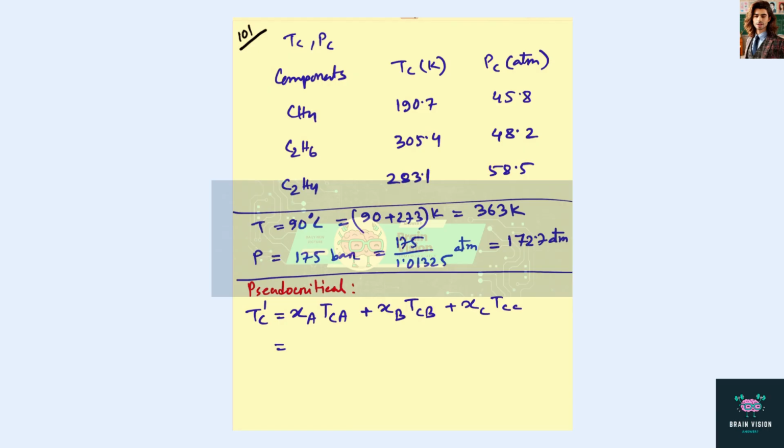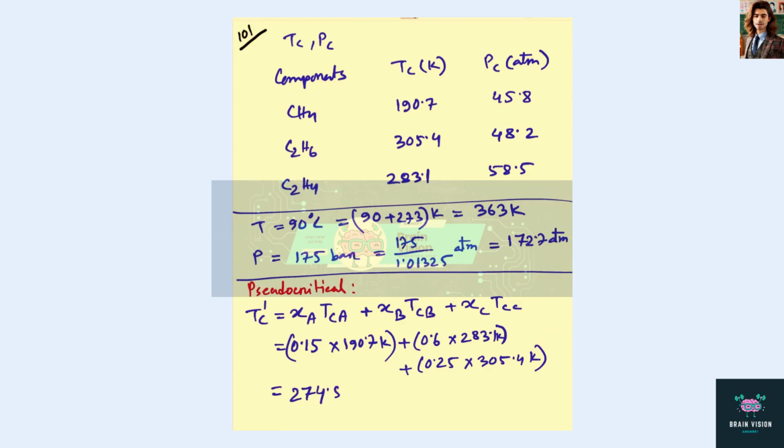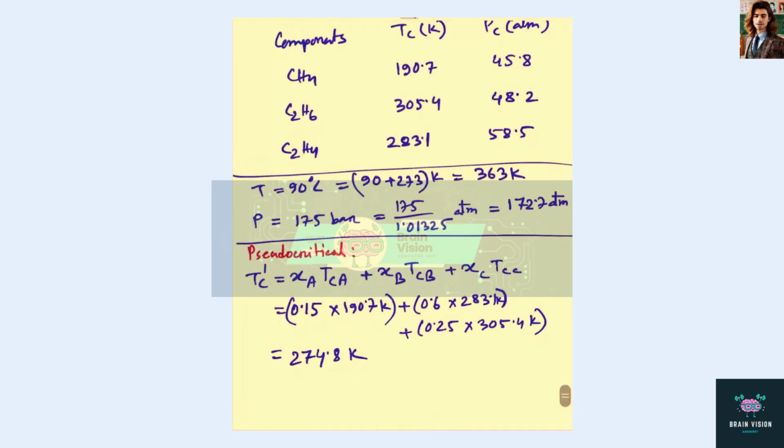In this case the mole fraction of methane is 0.15, the mole fraction of ethylene is 0.6, and the mole fraction of ethane is 0.25. Therefore the pseudo-critical temperature of these components is 274.8 Kelvin.